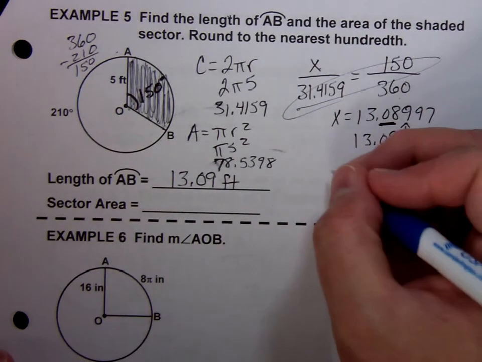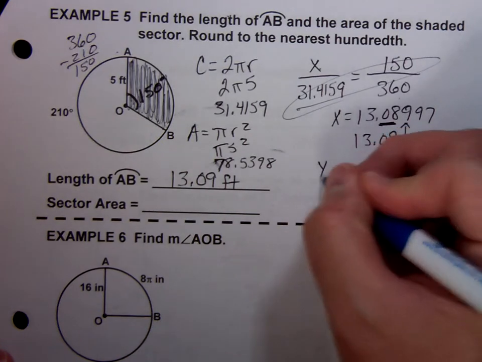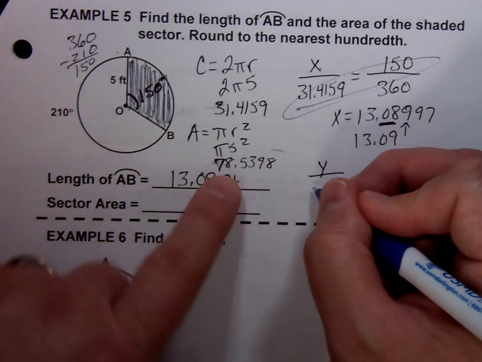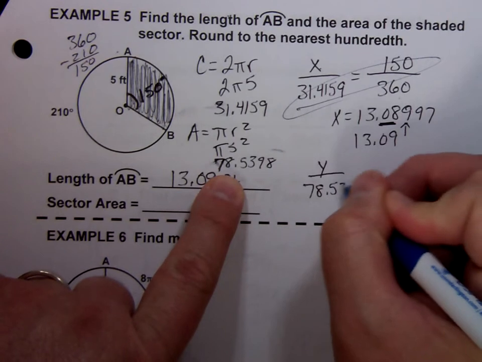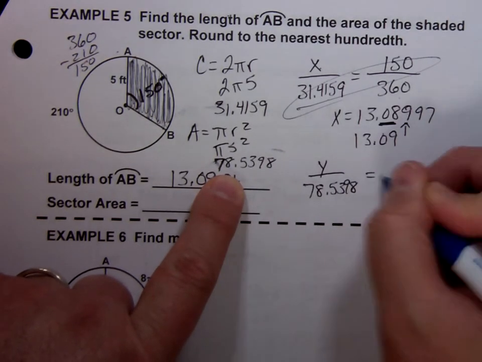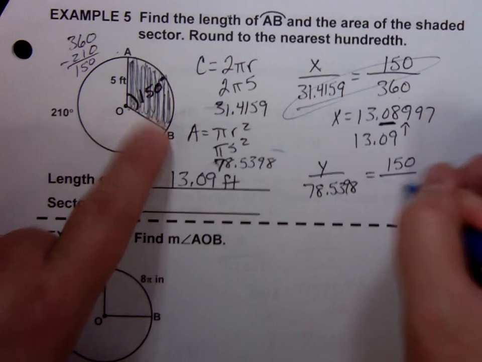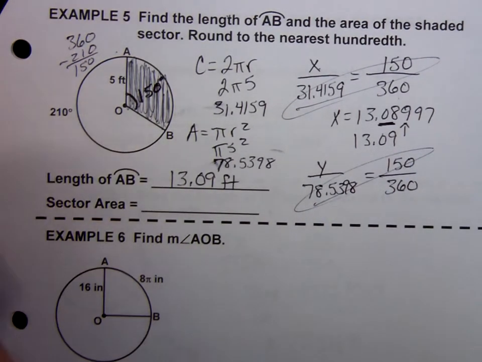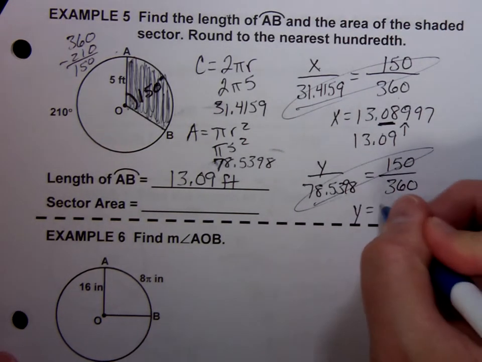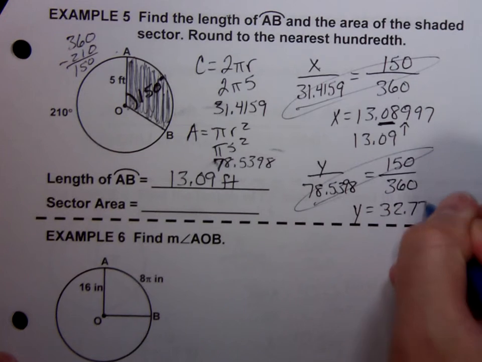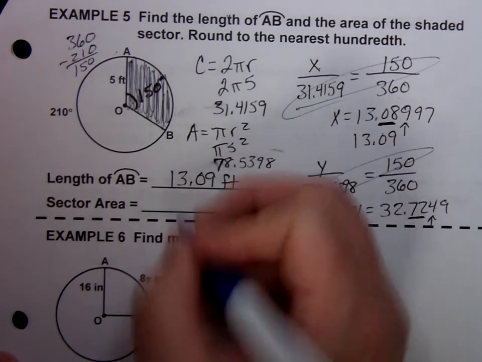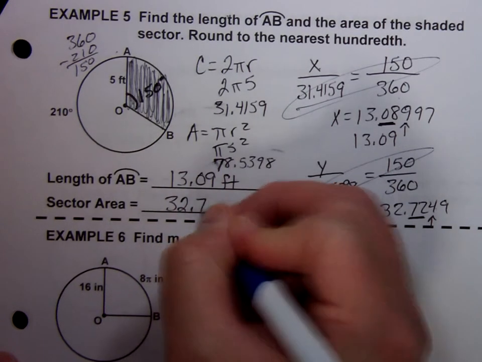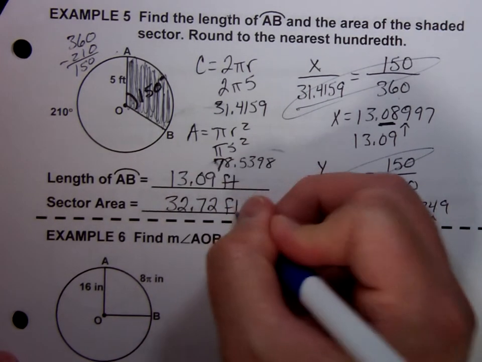Alright, for sector area. The sector area is part of the total area. And then central angle over 360. So there's our proportion. We multiply here, divide by 360. And the sector area is 32.7249. If I'm rounding to the nearest hundredth, that 4 is not big enough to round up. So 32.72, and that was in feet. So area, feet squared.